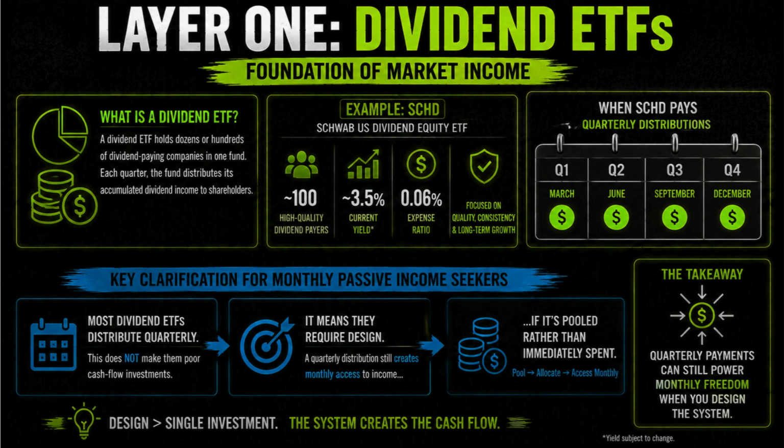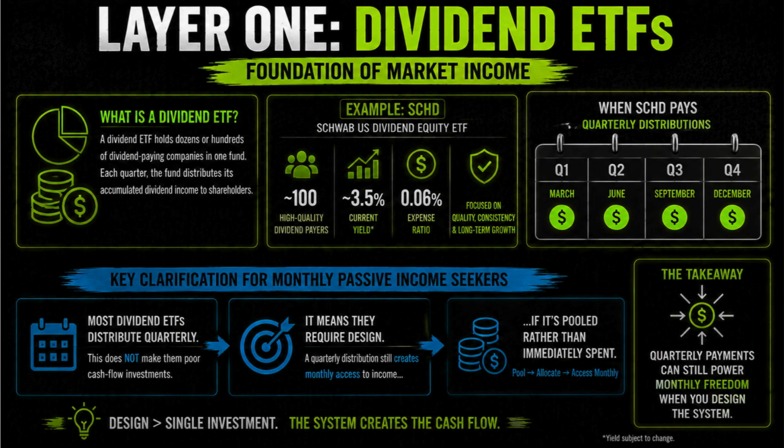Layer 1. Dividend ETFs. A dividend ETF holds dozens or hundreds of dividend-paying companies in one fund. Each quarter, the fund distributes its accumulated dividend income to shareholders. SCHD, which is the Schwab U.S. Dividend Equity ETF, holds approximately 100 high-quality dividend payers with a current yield of 3.5% and an expense ratio of 0.06%.